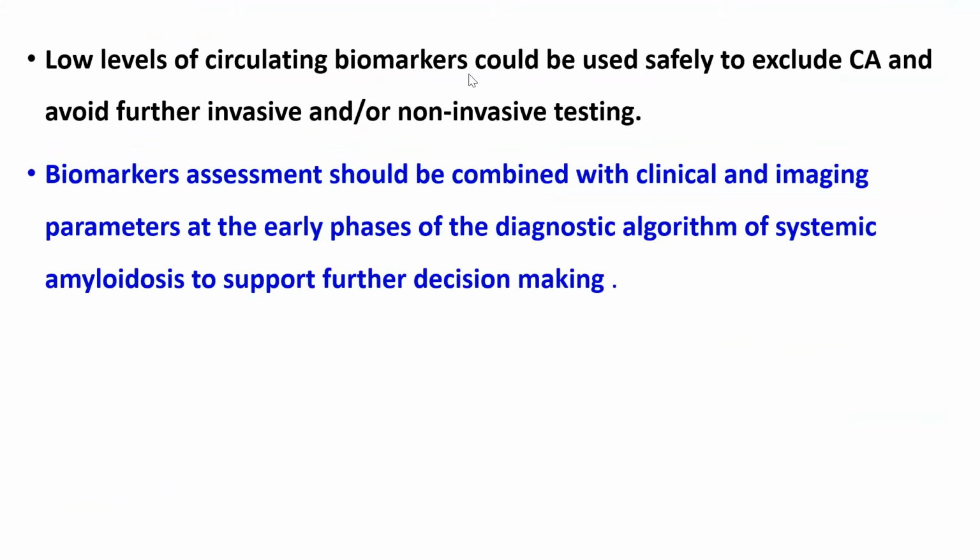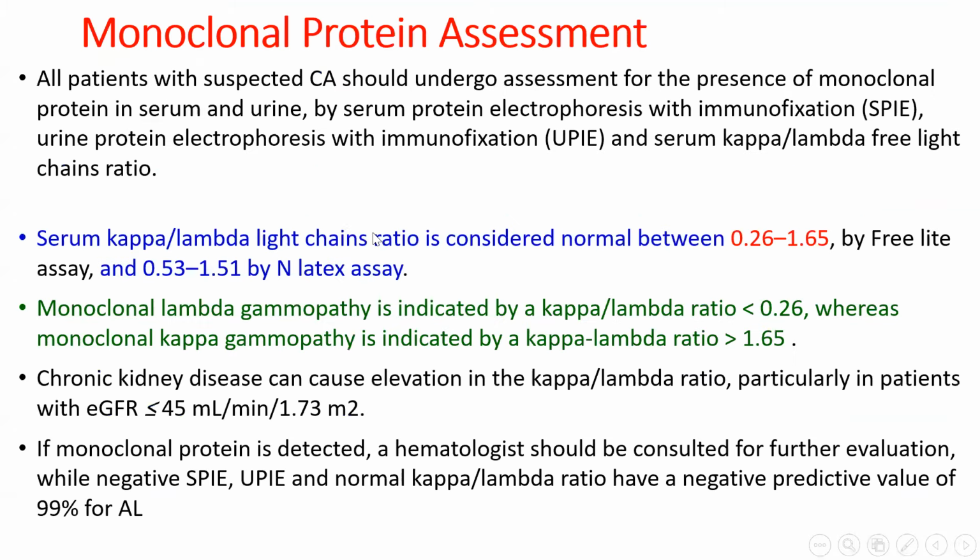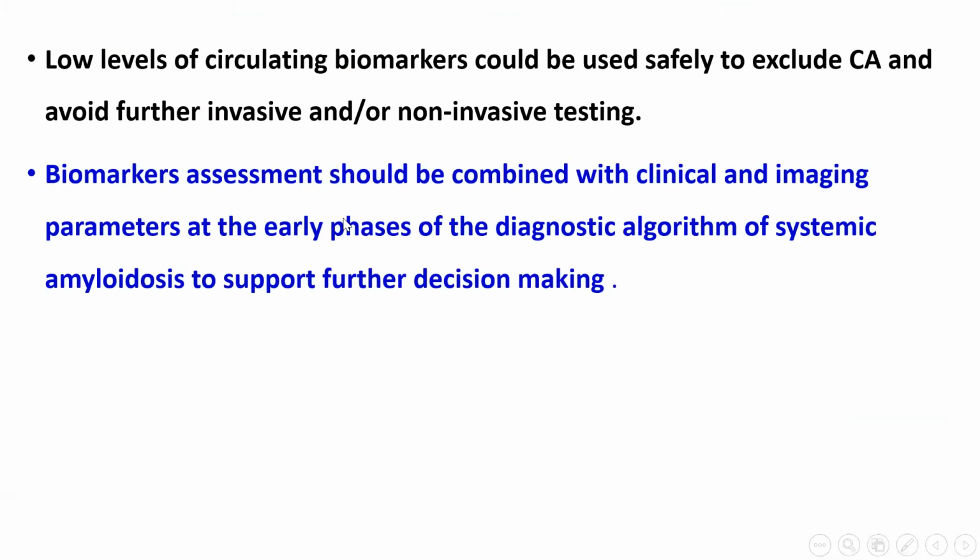Low levels of circulating biomarkers can be used safely to exclude the diagnosis of cardiac amyloidosis and avoid further investigation and non-invasive testing. Biomarker assessment should be combined with clinical and imaging parameters at the earliest phases of diagnostic algorithms for systemic amyloidosis to support further evaluation and decision making.